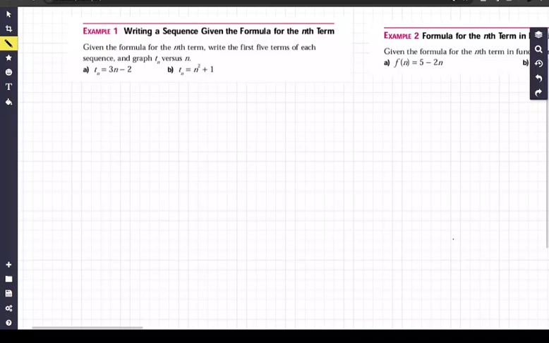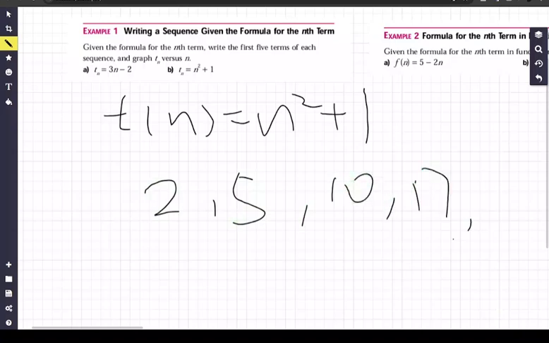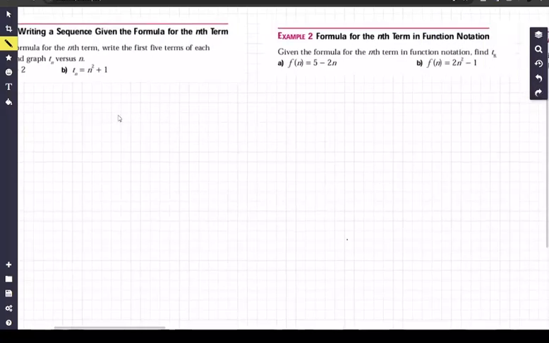Let's do a quadratic one. T of n equals n squared plus 1. First, 1 squared plus 1 is 2. 2 squared plus 1 is 5. 3 squared plus 1 is 10. 4 squared is 16 plus 1, 17. 5 squared plus 1 is 26. You can see we're adding something a little more weird each time. Is it 3? No. This actually increases by a certain factor, and we're going to talk about this next class. Let's move on to 2.